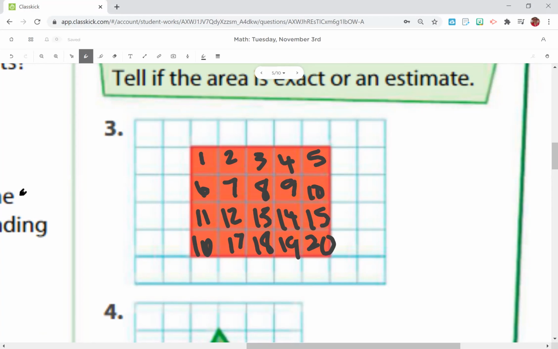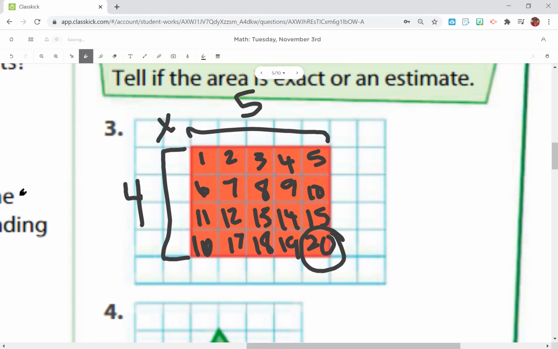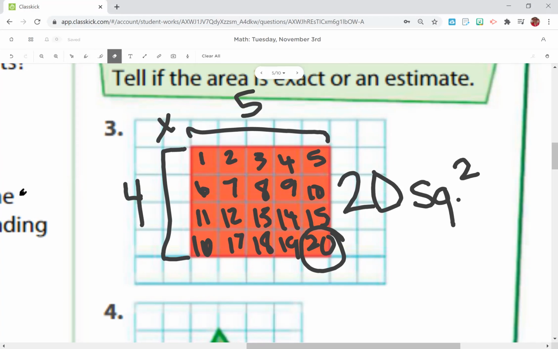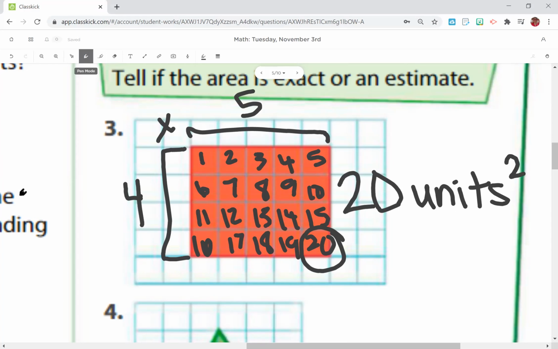Now, I could have also found the area even quicker by looking at the rows and the columns. There are 4 rows and 5 columns, and 4 times 5 equals 20. I had 20 total square units. So my area is 20 units squared. We can write that little 2 in the top to tell us that it's squared. Or you can also write the word squared.